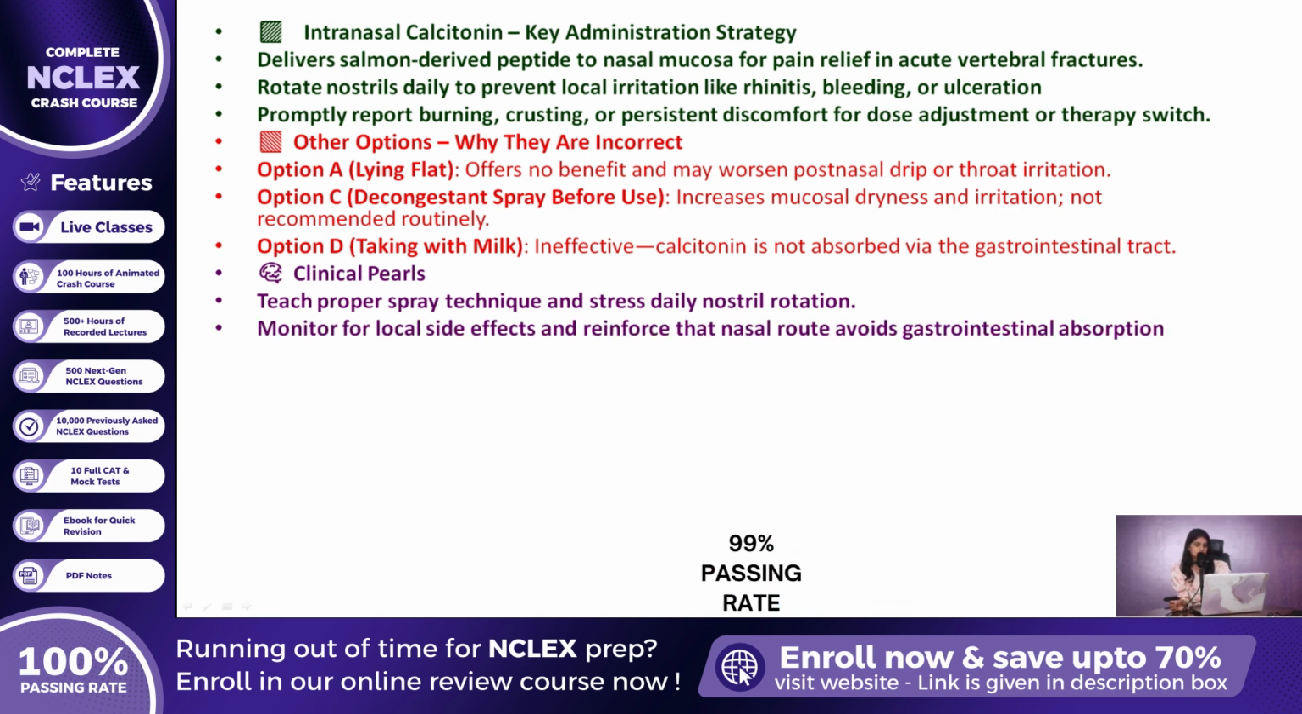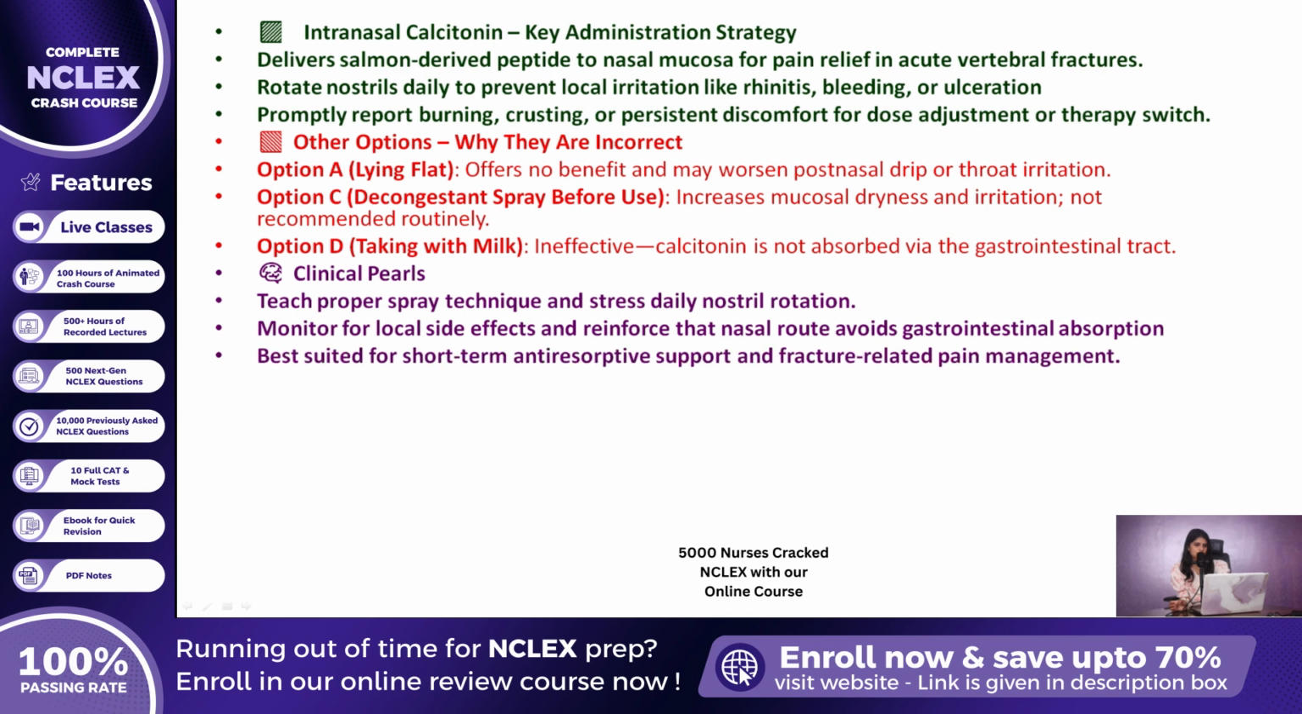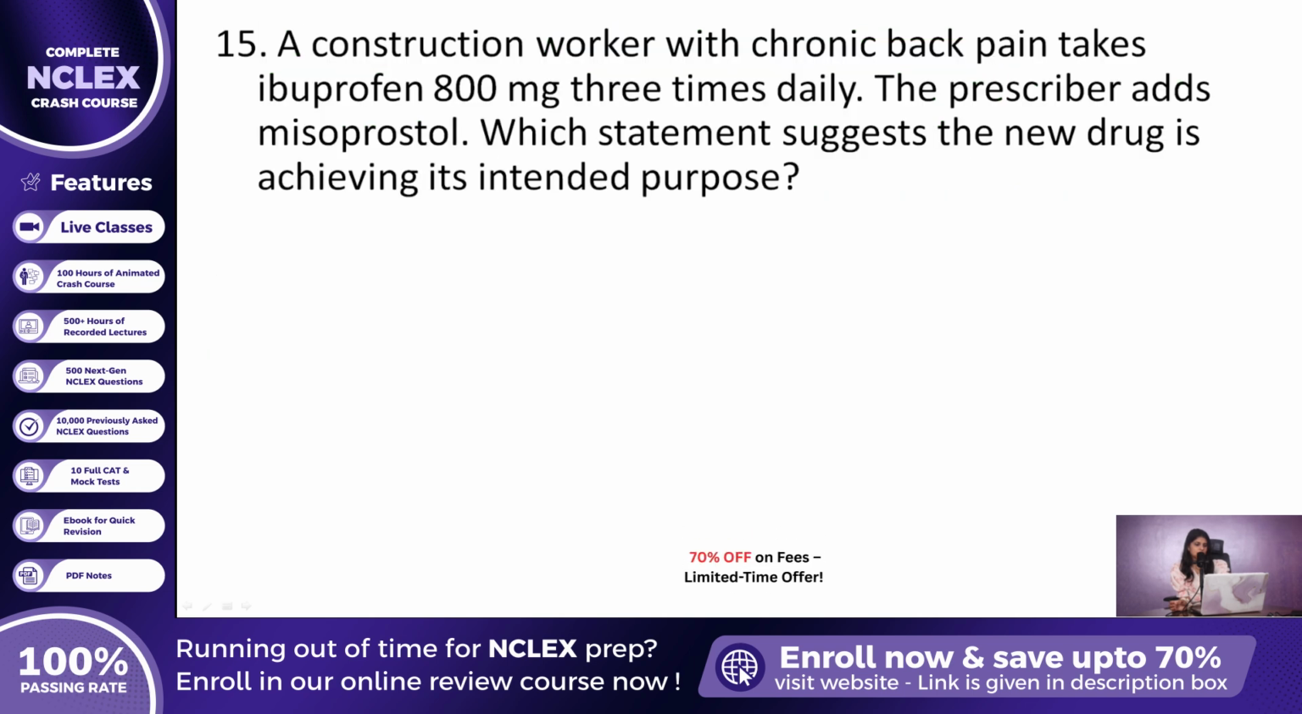Leaning into your pharmacology toolkit, here is question 15. A construction worker with chronic back pain takes ibuprofen 800 milligrams 3 times daily. The prescriber adds misoprostol. Which statement suggests the new drug is achieving its intended purpose? Now, let us scan the possibilities.